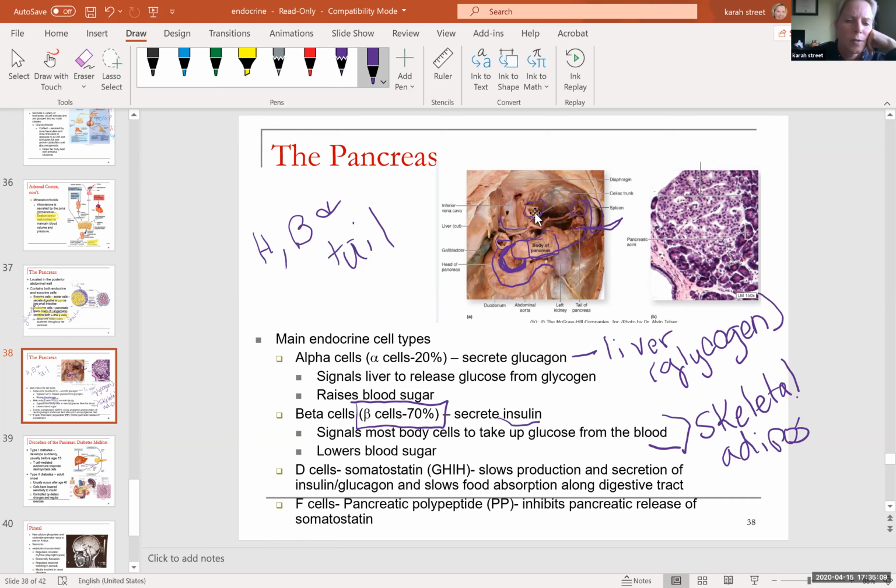There are other cells in the pancreatic islets that release other hormones. I don't test on them, but you should know that there are other hormones and other cell types produced from the pancreatic islets beyond insulin and glucagon, especially when you get to physiology.